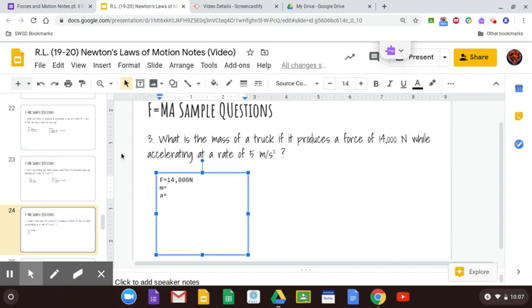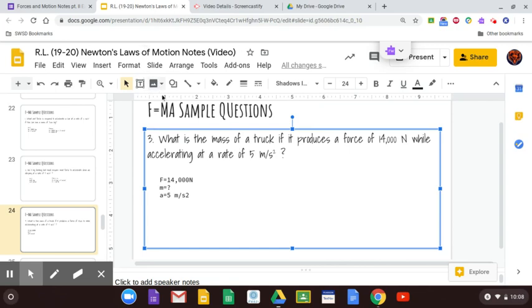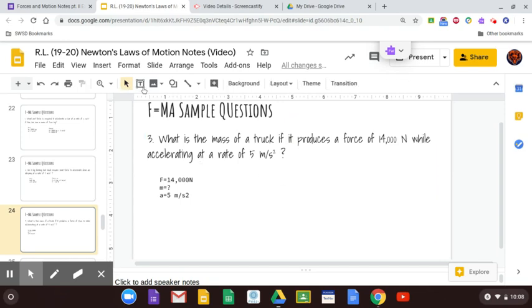Then it says, while accelerating at a rate of 5 meters per second squared. I know meters per second squared is acceleration, and it says accelerating at a rate. So I'm going to type in for my A, 5 meters per second squared. All right, so it looks like I do not know the mass. Again, as soon as we figure out what F, M, and A are, then we are going to write out our equation.